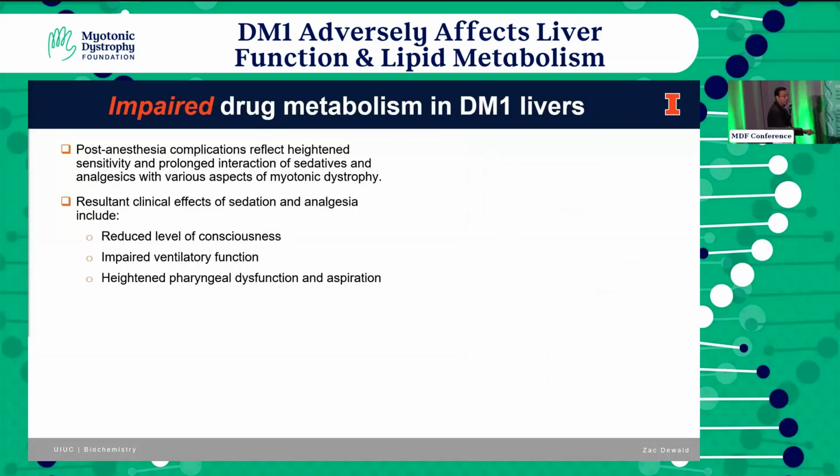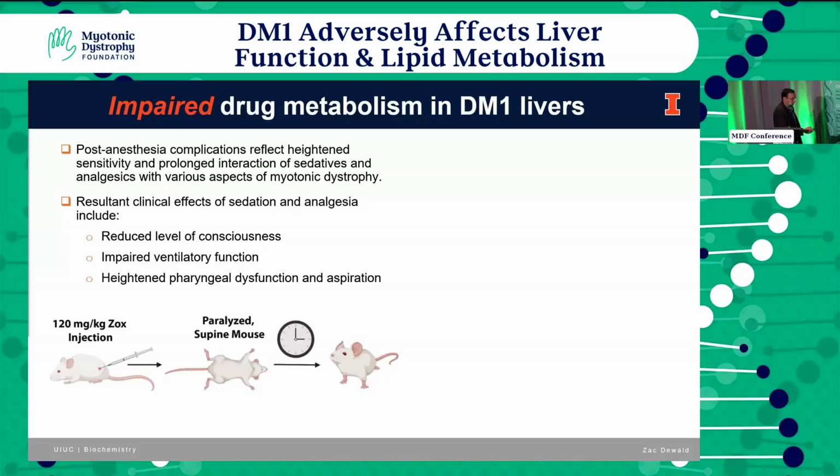Another consequence of DM1 that I will be discussing today is its effects on drug metabolism. As part of symptom management, DM1 patients are often prescribed analgesics for muscle and joint pain, and it has been seen that DM1 patients show increased sensitivity to some analgesics. Similarly, when undergoing surgery, complications often arise as DM1 patients are particularly sensitive to common anesthetics and muscle relaxants.